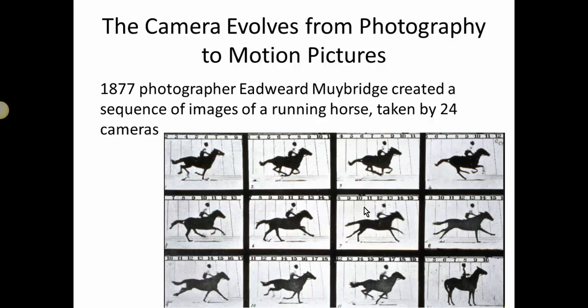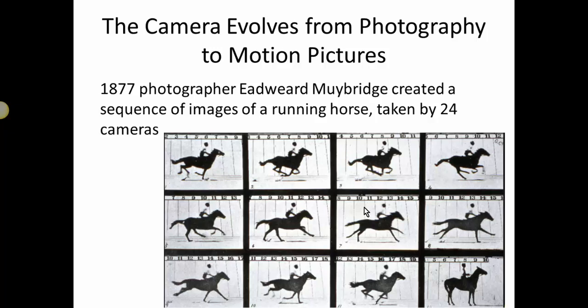One of the things that happened in the later part of the 19th century was the technology that developed for taking photographs. It was then sort of transferred into another technology that eventually became motion pictures, movies. And this is a part of a sequence that was taken by a British photographer. I think he was actually Scottish, Muybridge.